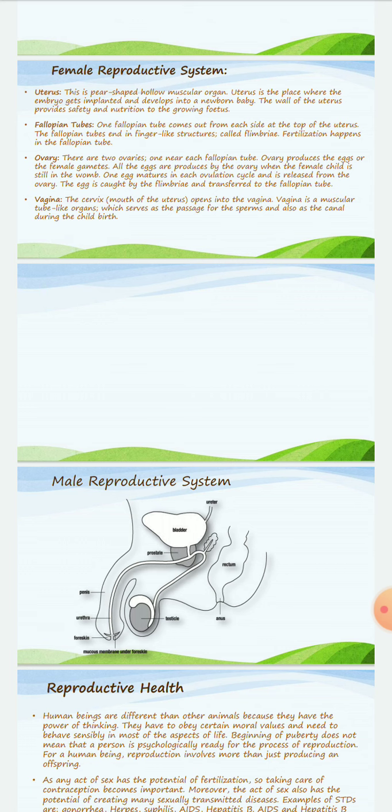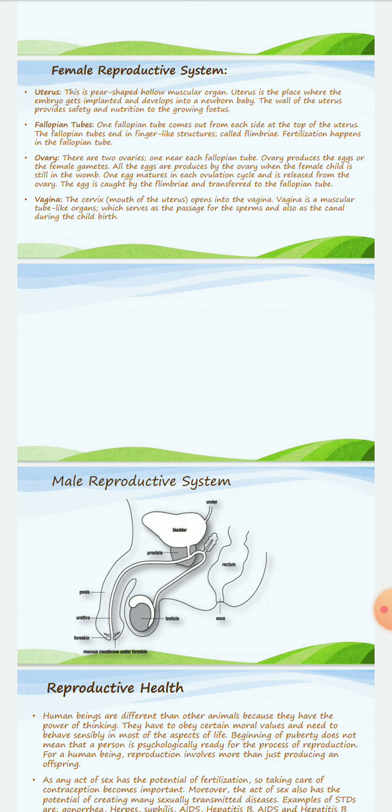Ovary. There are two ovaries, one near each fallopian tube. The ovary produces the eggs or the female gametes, and all the eggs are produced by the ovary when the female child is still in the womb. One egg matures in each ovulation cycle and is released from the ovary. The egg is caught by the fimbriae and transferred to the fallopian tube.